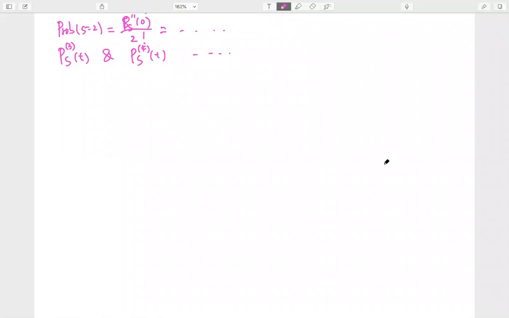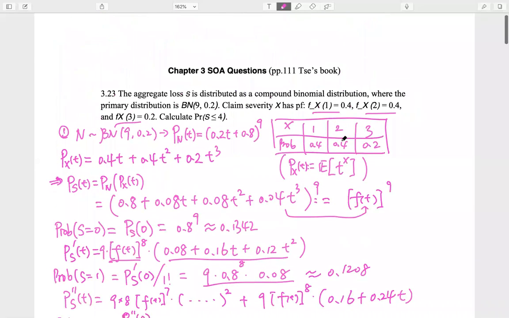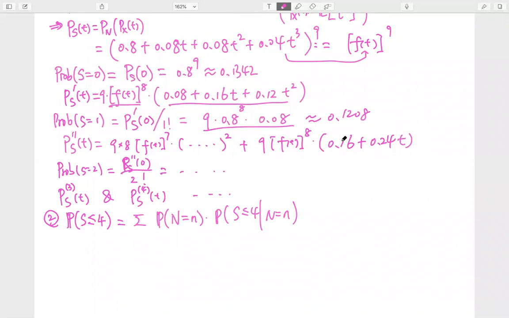Here I offer you a different method. We want to know the probability that S is less than or equal to 4. Here N can take different values, so what you can do is to discuss by N. Let's say big N equals small n, and I want to calculate given the particular n. Here we have a binomial, so your n actually goes from 0 to 9. But of course, we don't need to discuss all of them.